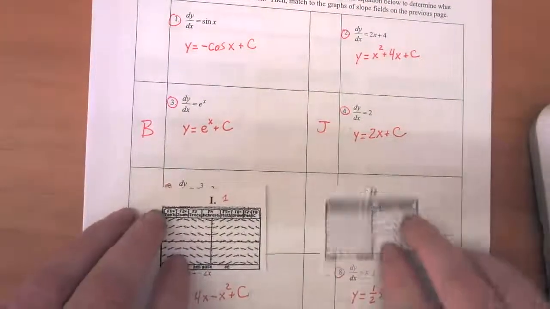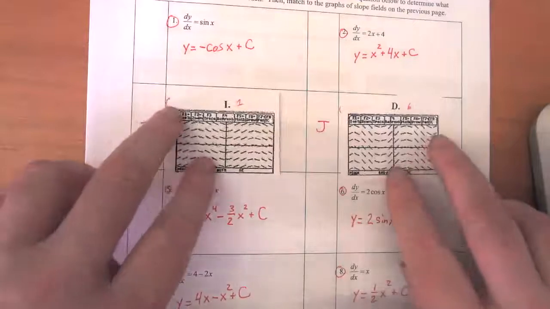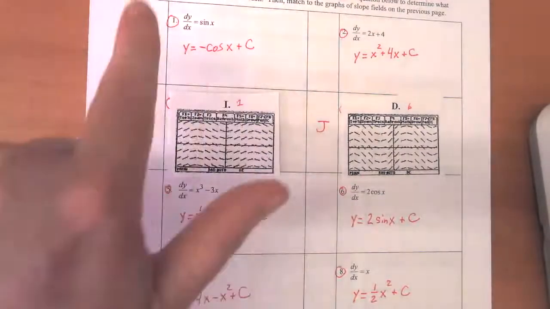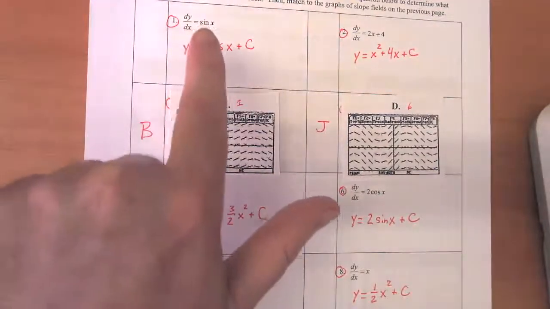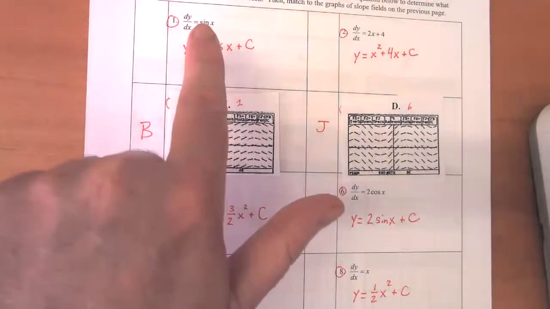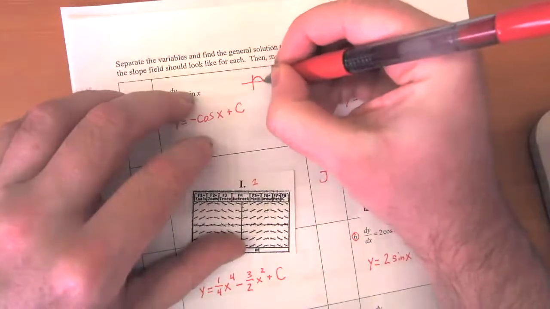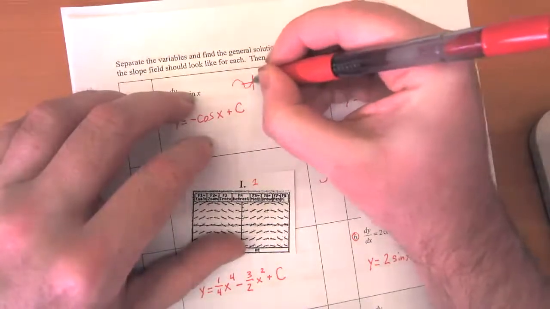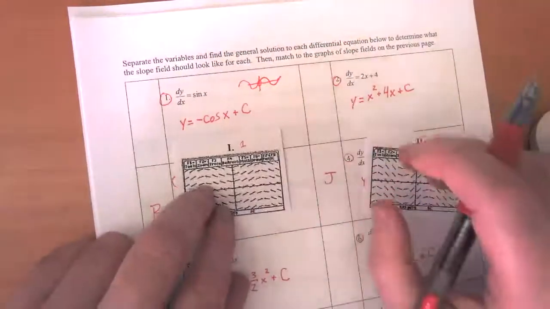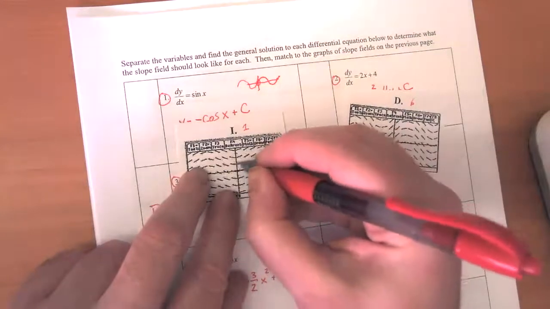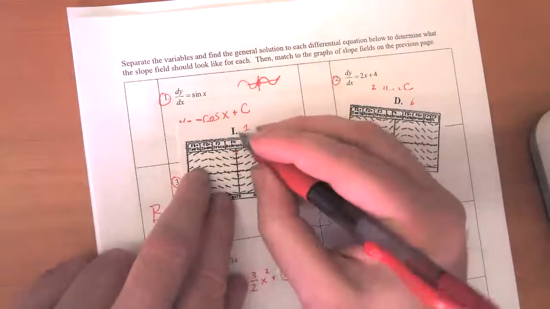All right, so let's think about what would lead you to choose one over the other. So here, dy dx is equal to sine x. So I'm thinking, when is the slope of this going to be equal to 0? All right, and so sine of 0 degrees is 0 because sine looks something like this. So at 0 degrees, the sine is 0. So where do we have a slope of 0 on the y-axis when x is equal to 0? And that is choice I.